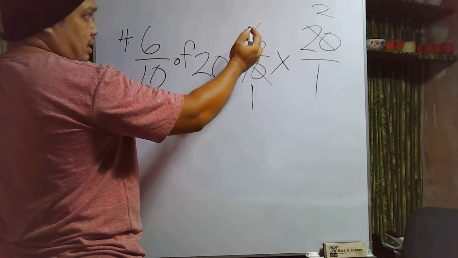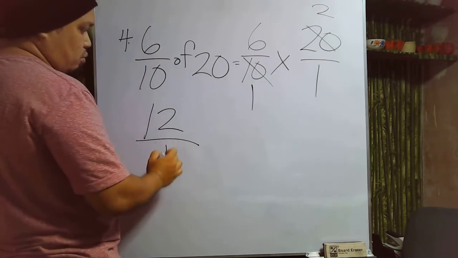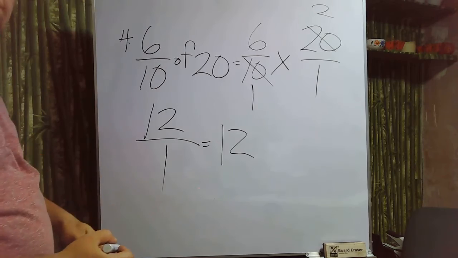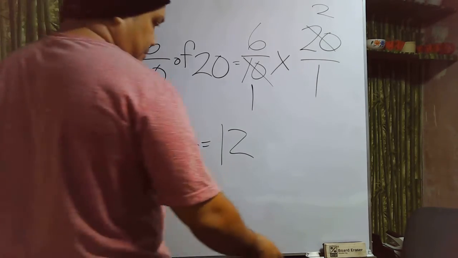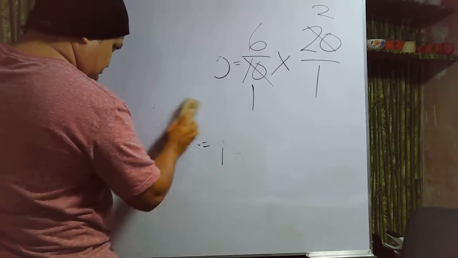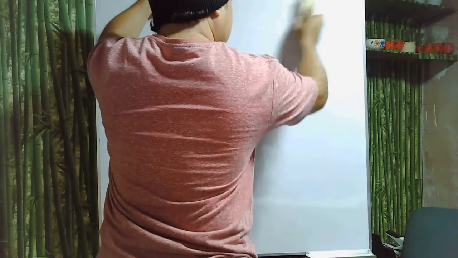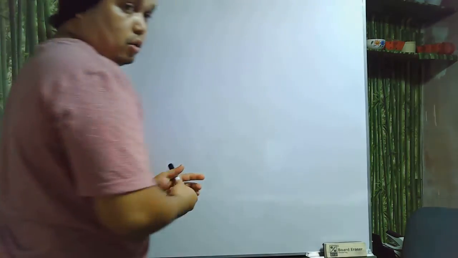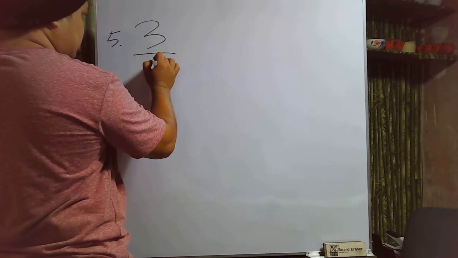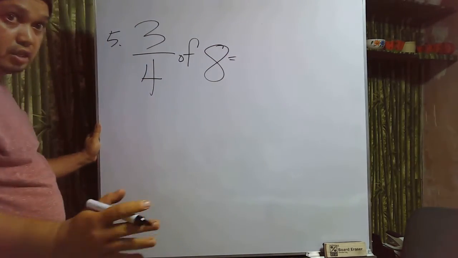Now let's multiply. 6 times 2 is 12, and 1 times 1 is 1. 12 divided by 1 is 12. So 6/10 of 20 is 12. Let's answer number 5, the last item for assignment number 3, getting the fractional part of a whole number. We have 3/4 of 8. What is 3/4 of 8? The same process.